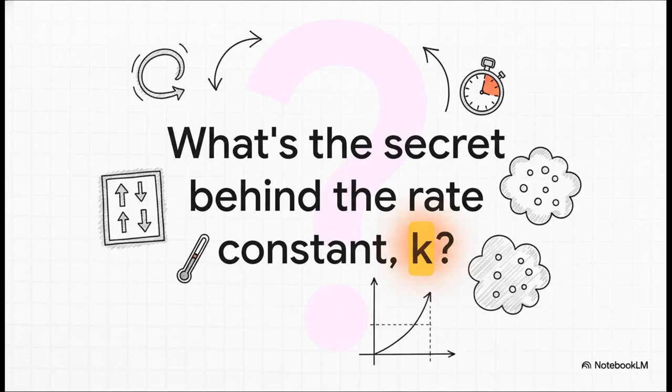We've totally cracked the case of how a reaction behaves over time. But we haven't really touched on the why. What sets that speed limit in the first place? What's the secret behind that rate constant, that little k? And what happens if you, say, turn up the heat? Well, that is a whole new mystery, and a case for another explainer.